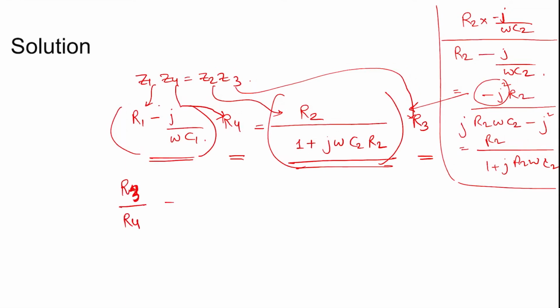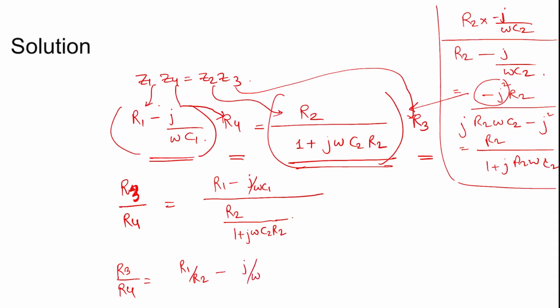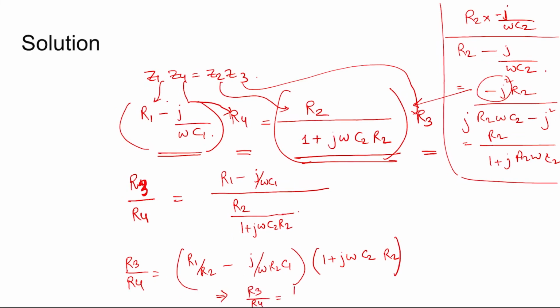R3 by R4 equals R1 minus j by omega C1 divided by R2 divided by 1 plus j omega C2 R2. So R3 by R4 can be written as R1 by R2 minus j by omega R2 C1, into 1 plus j omega C2 R2. R3 by R4 can be written as R1 by R2 plus C2 by C1, plus j times minus 1 by omega R2 C1 plus omega C2 R1.